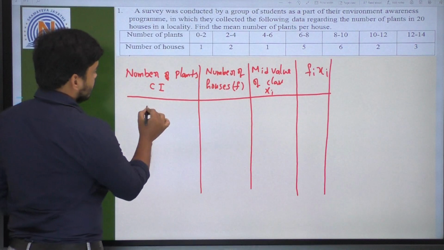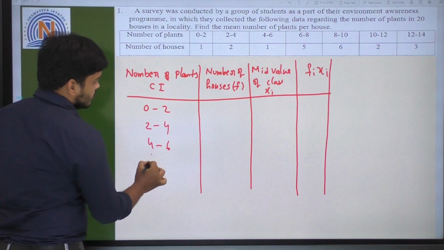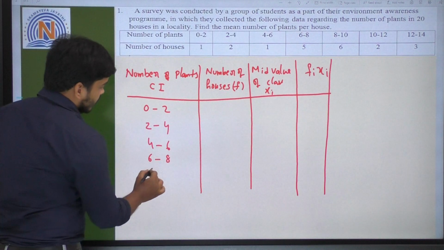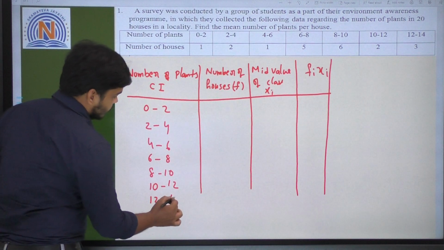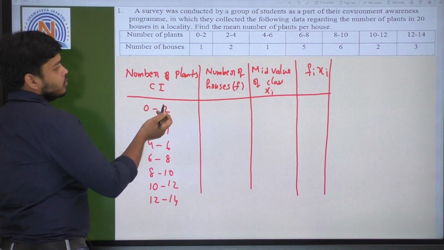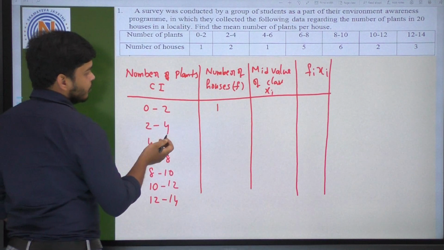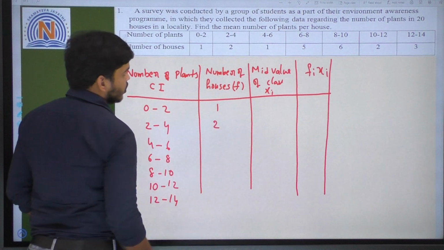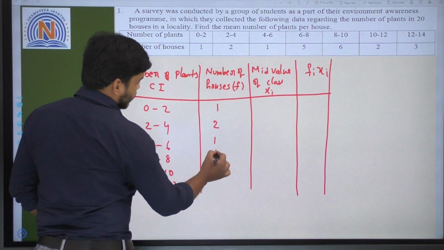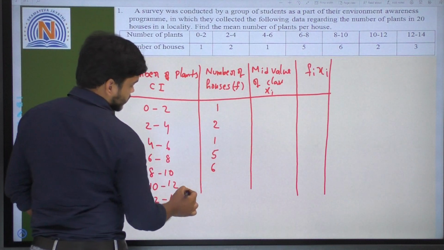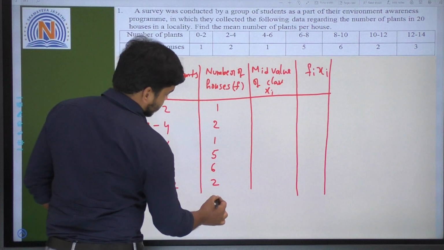Here the class intervals are 0 to 2, 2 to 4, 4 to 6, 6 to 8, 8 to 10, 10 to 12, and 12 to 14. So in between 0 to 2, how many houses are there? Only one house is there. The plants having 2 to 4 is two houses, 4 to 6 is one house, 6 to 8 is 5, 8 to 10 is 6, 10 to 12 is 2, and 12 to 14 is 3.